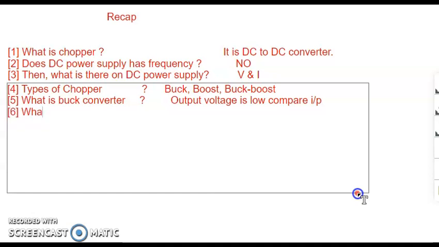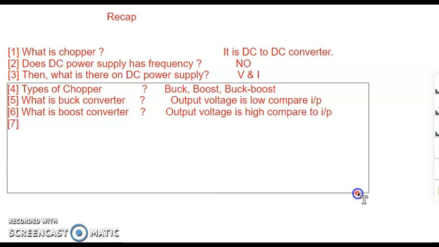Okay, what is a boost converter? In a boost converter, the output voltage is high compared to the input voltage. Compared to the input voltage, the output voltage is high. That is called the boost converter.